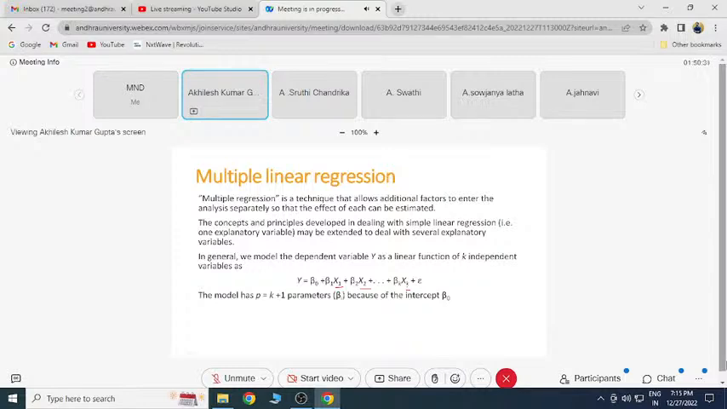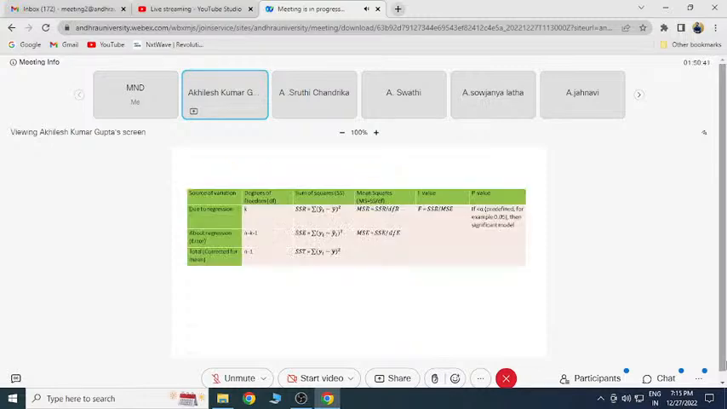If they are significant, we have to keep them in the model. If they are not significant, we have to remove them from the model. So all these problems we will explore in R, how you can do it easily. And this is again the ANOVA of multiple linear regression.